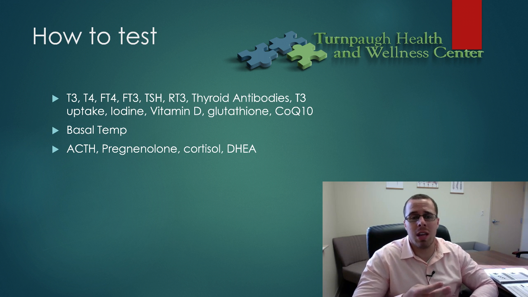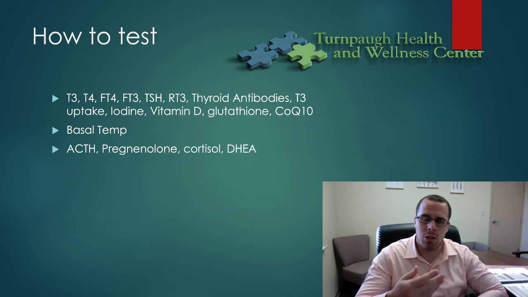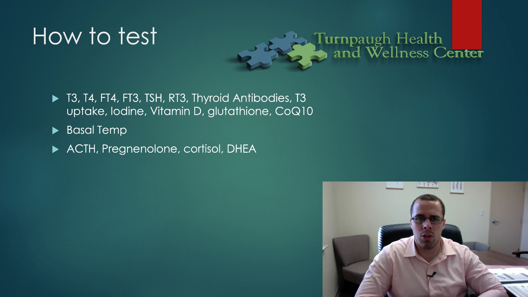We also can look at your ACTH, your adrenocorticotropic hormone, more regulated with the adrenal glands, but it's an indication that if the adrenal glands are off, it could be affecting the thyroid and vice versa. So that's looking at pregnenolone, cortisol, DHEA. Again, these are other adrenal hormones, so we just want to be aware of those when testing.